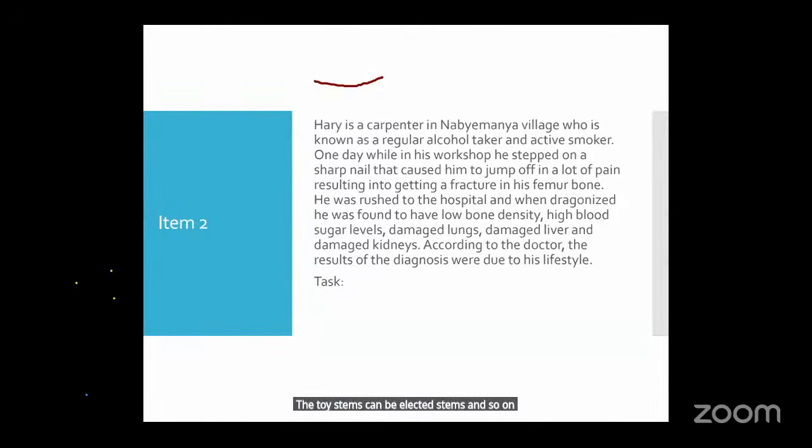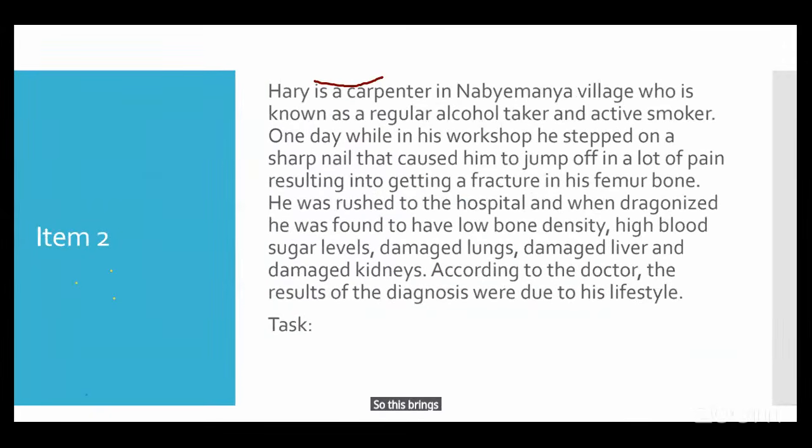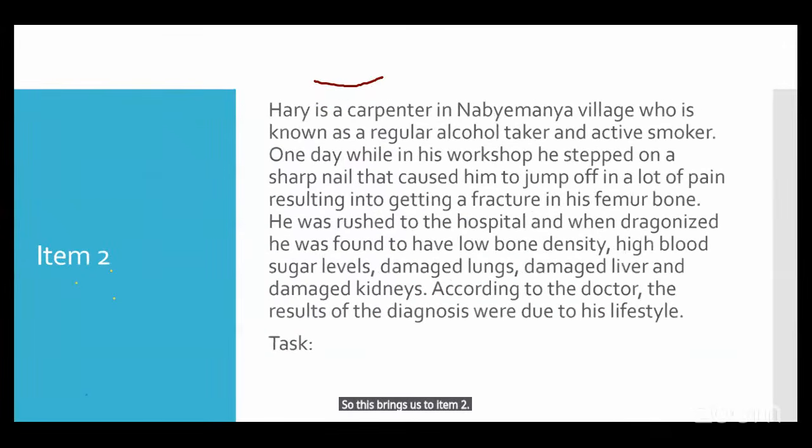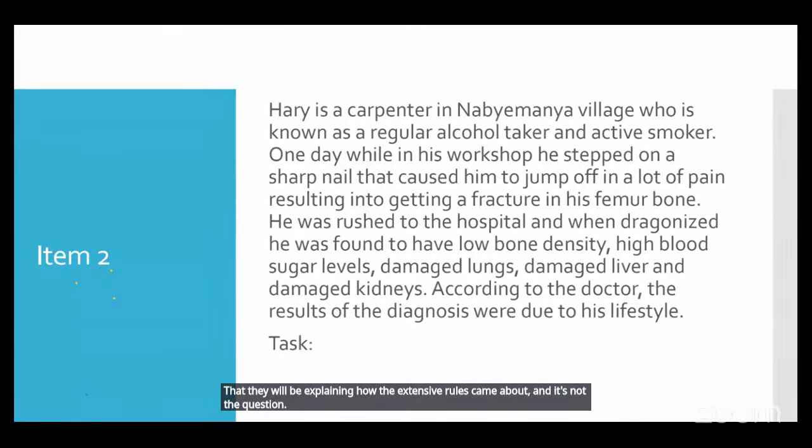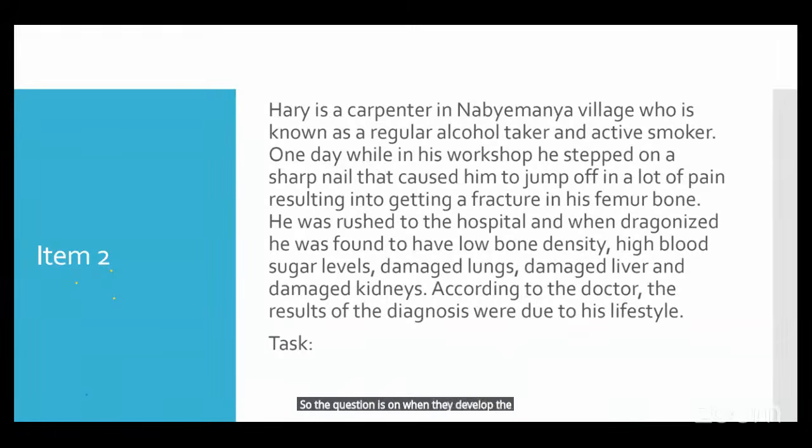All right. So this brings us to item 2. Can I say extensive roots by mitosis and hence being able? When you start talking about mitosis, as I explained earlier, you will be explaining how the extensive roots came about, and it's not the question. The question is, when they develop the extensive roots, how do they help the plant to absorb more water?